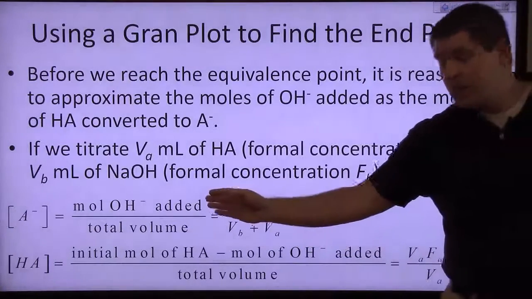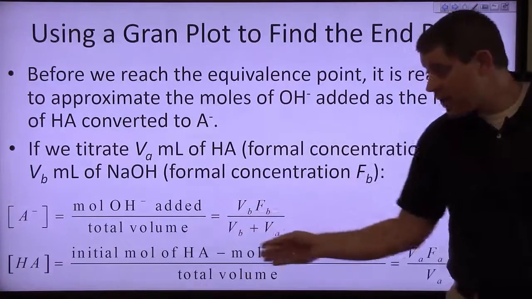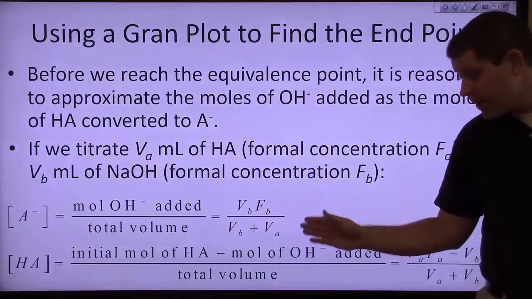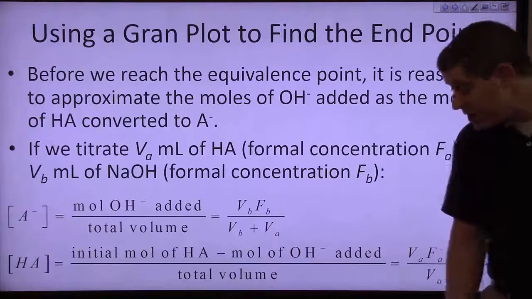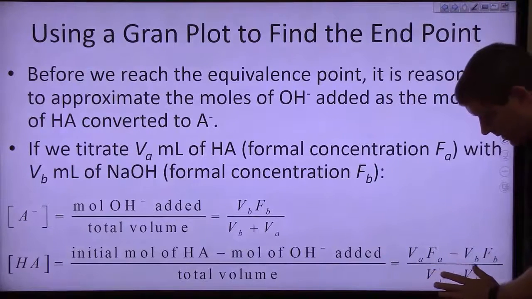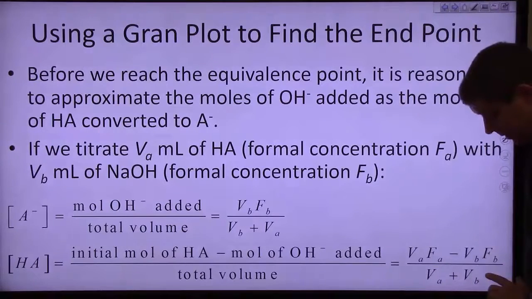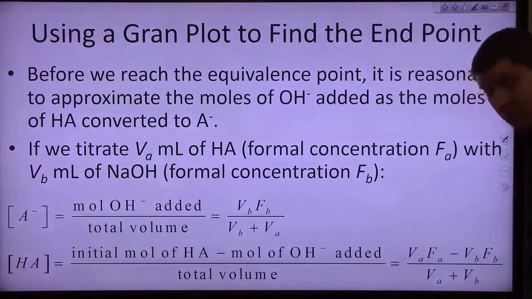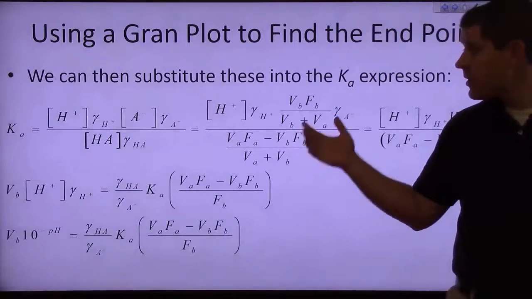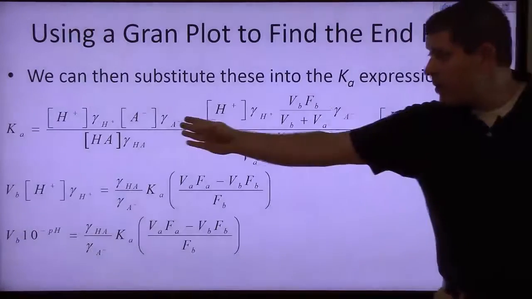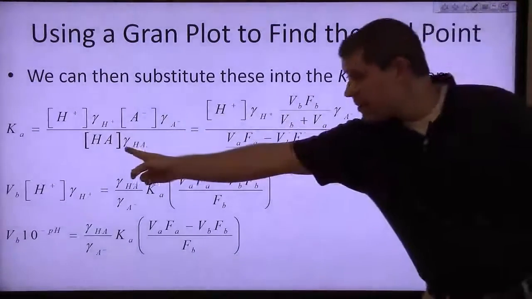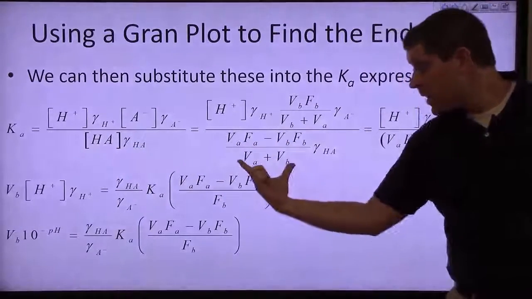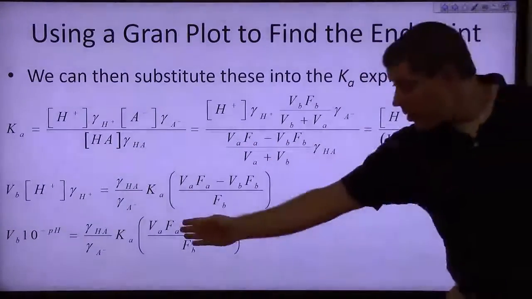And that then means that the concentration of HA is equal to the initial moles of HA minus the moles of hydroxide added divided by the total volume, which is then VA times FA minus VB times FB divided by VA plus VB. Now we can substitute these expressions into our Ka expression, which we had here. So when we replace the concentration of A- with this guy, and we replace the concentration of HA with that guy, and then we do some rearrangement, we then end up with this expression.